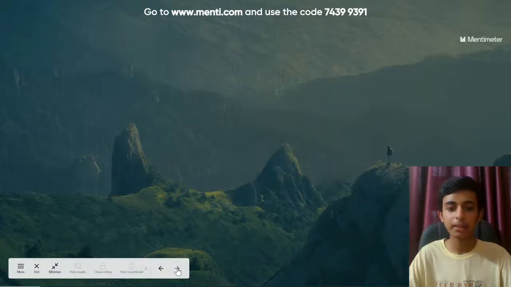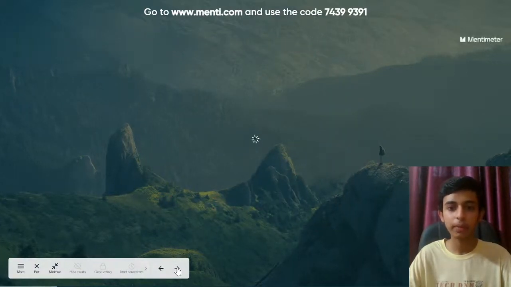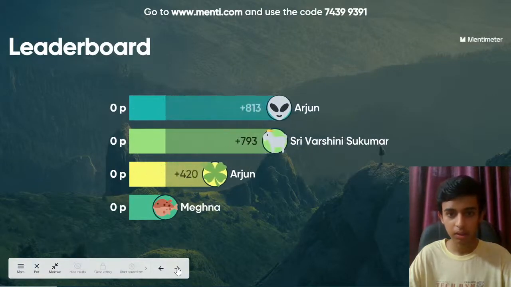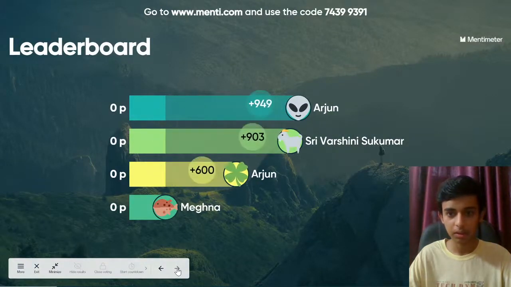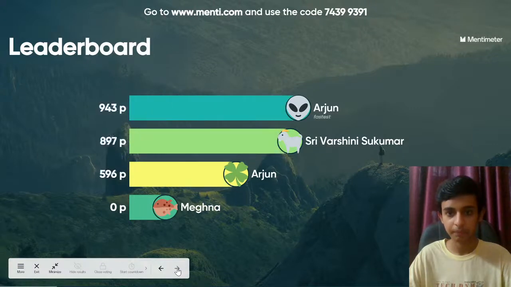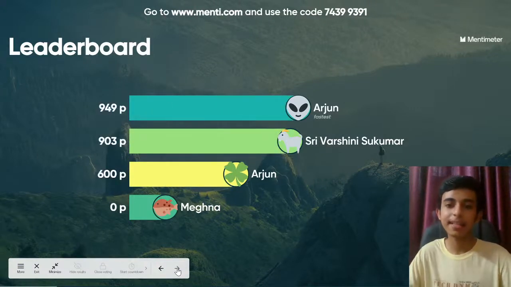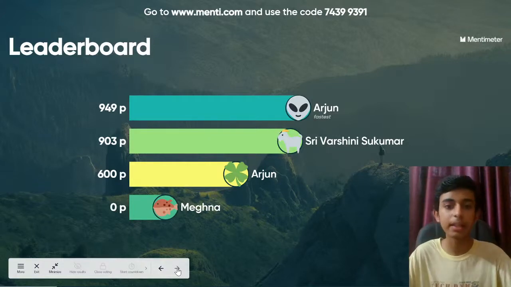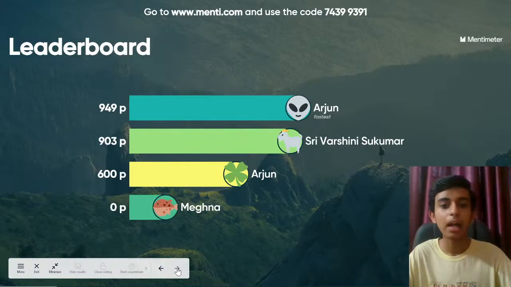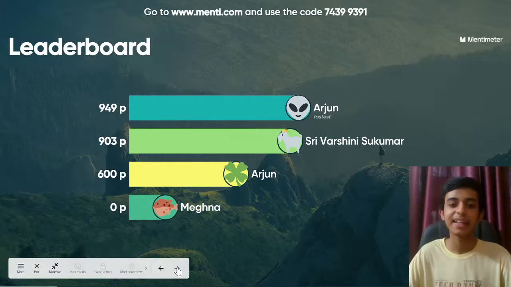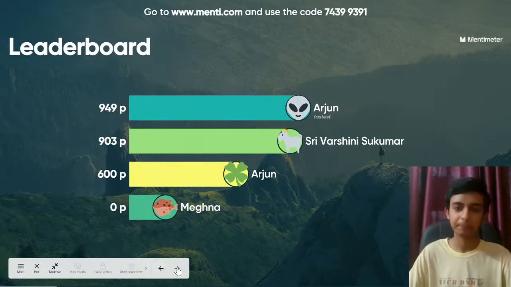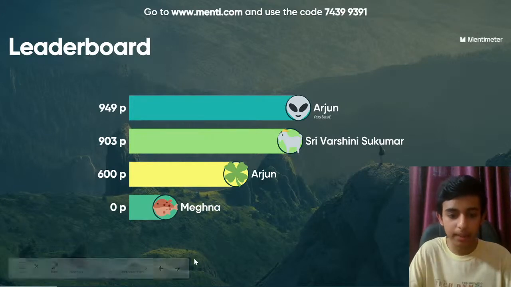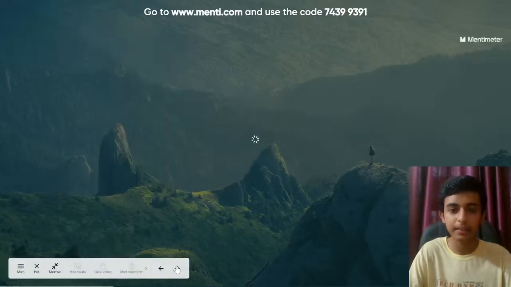Let's move ahead to the leaderboard. Arjun is the fastest. Congratulations. Srivarshini Sukumar is at the second position. Arjun is at another Arjun, and Meghna is at the fourth position. So congrats everybody. And now let's move ahead. One minute. Let's move ahead with the next question.